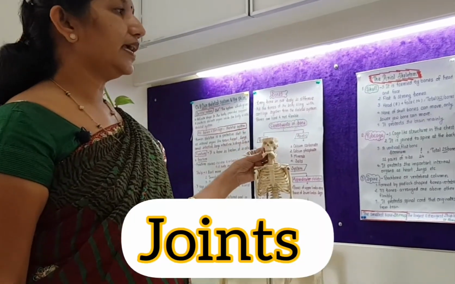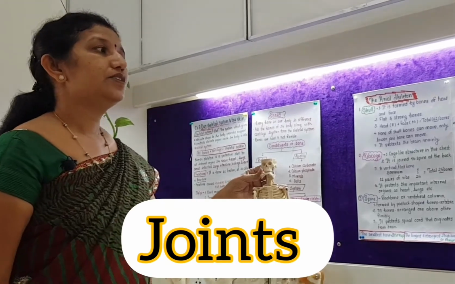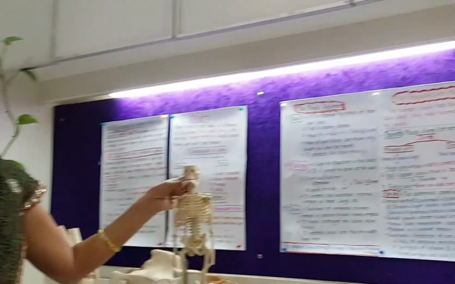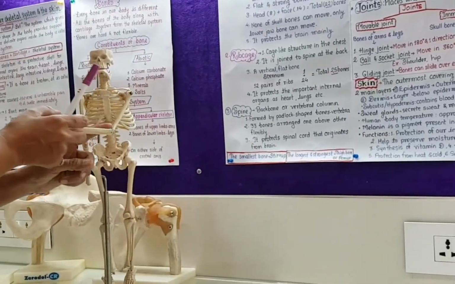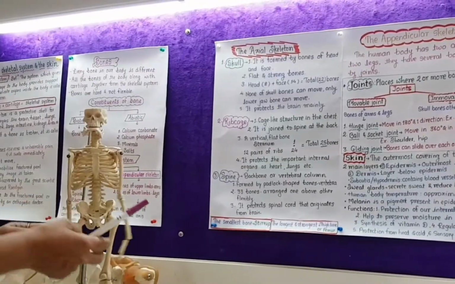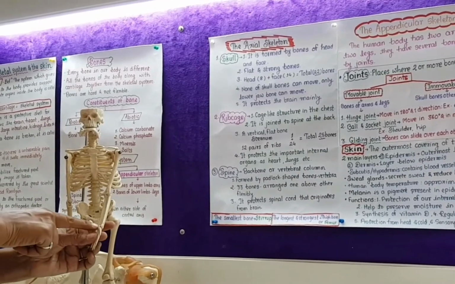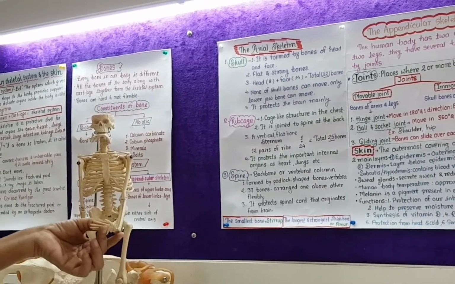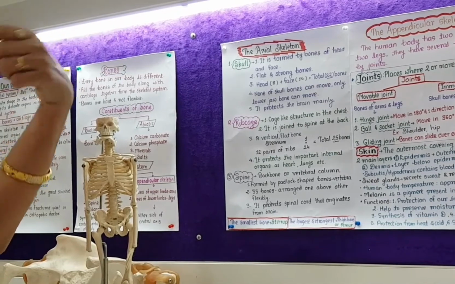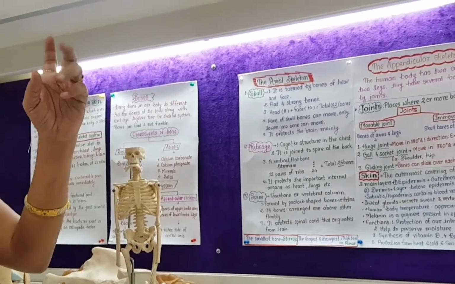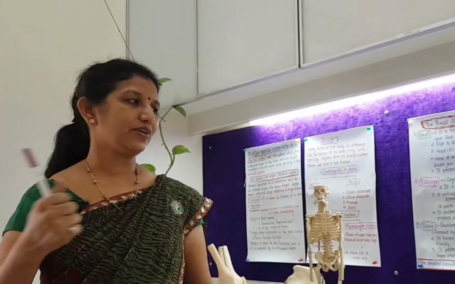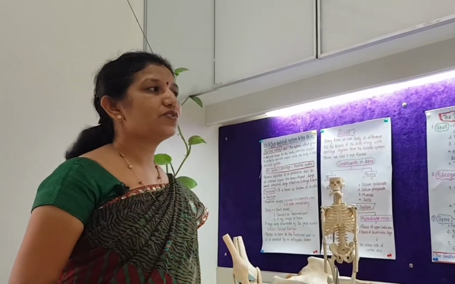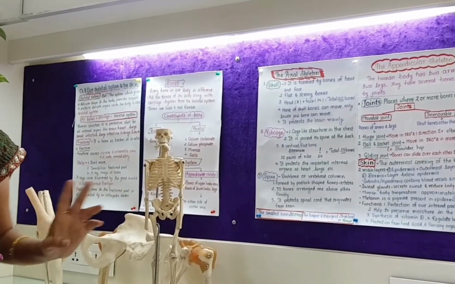Now you will think, what is a joint? Joints are the places where two or more bones are connected. See, these two bones are connected here, that's why it is a joint. There are two or more bones connected here, that's why it is also a joint. See, this is a joint, this is also a joint, this is also a joint. In this way, these joints are the places where two or more bones are connected to each other.